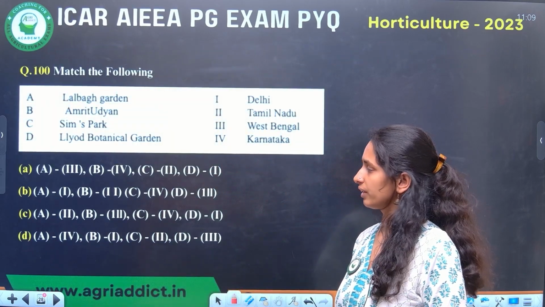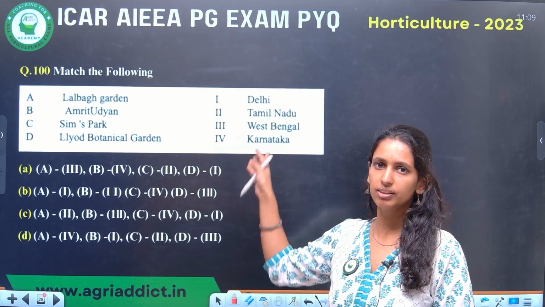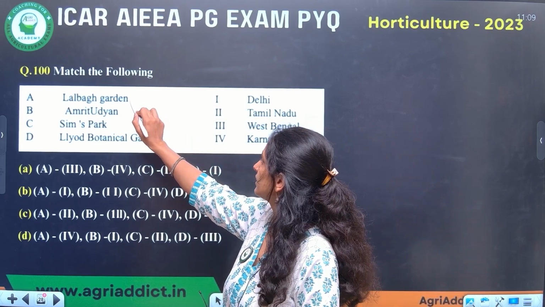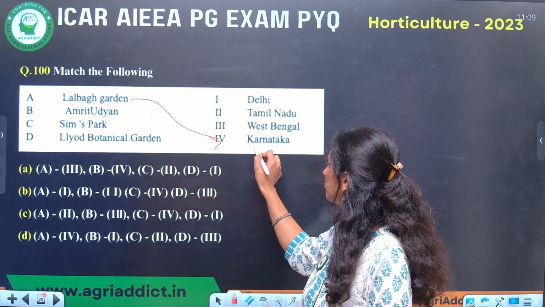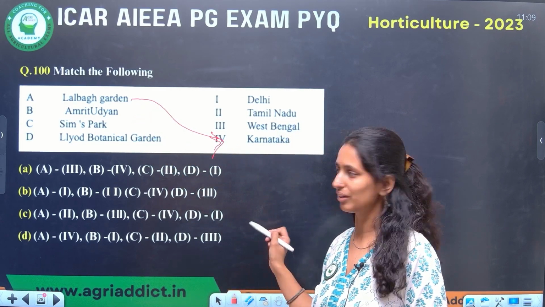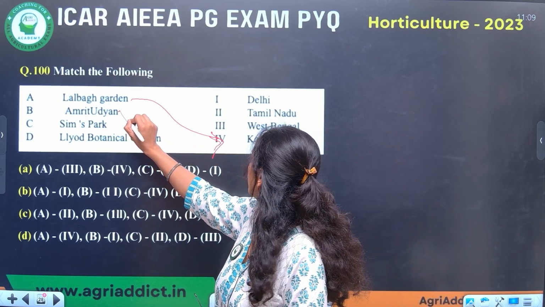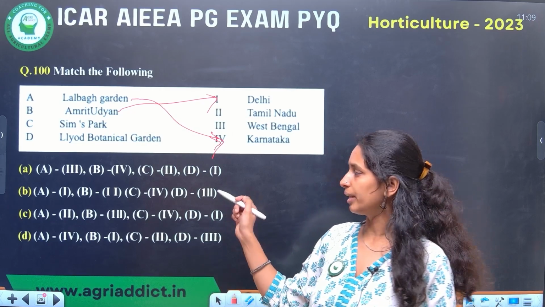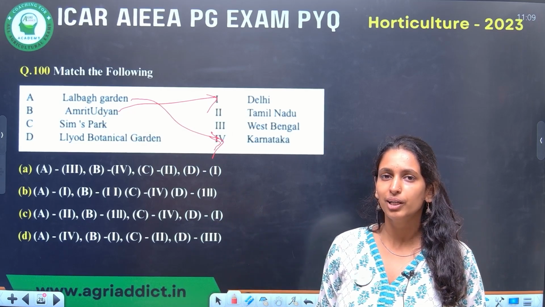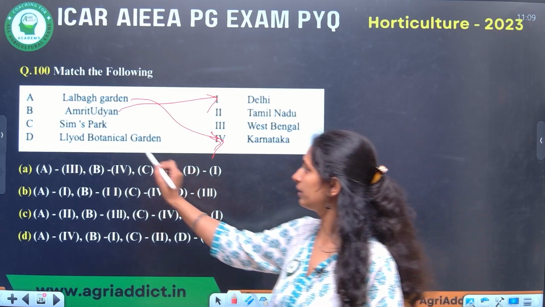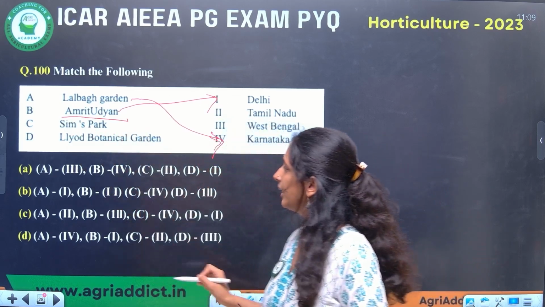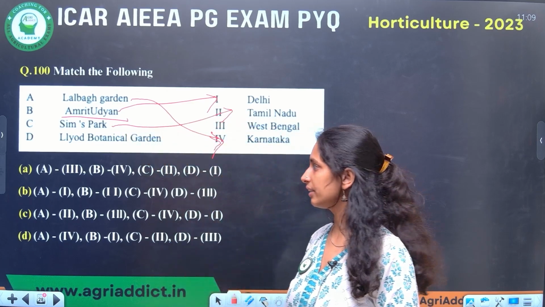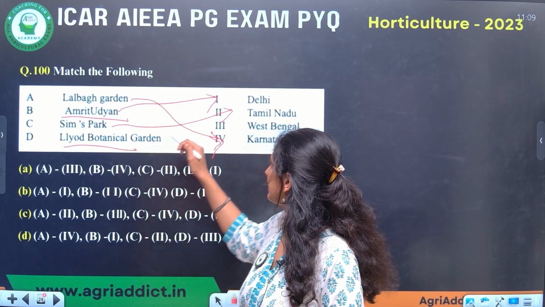Next question, match the following. You have to arrange with the location of the garden. You have to know the important gardens and their location. Lalbagh garden, it's a very famous garden. It is in Karnataka, Bangalore. So this is easy, nowadays they are not asking. Then Amrit Udyan, it is in Delhi, and it is a new name. Amrit Udyan is a new name. You have to know what is the old name. Let me know in the comment section what is the old name of Amrit Udyan. And Sims Park in Tamil Nadu, Kunur. And Lloyd Botanical Garden, it is in West Bengal.